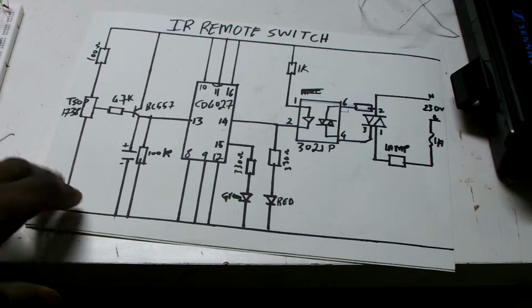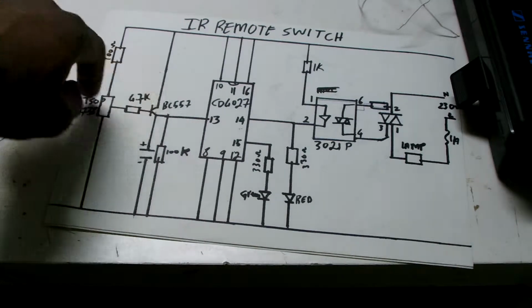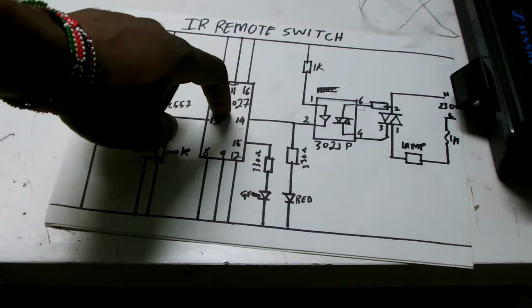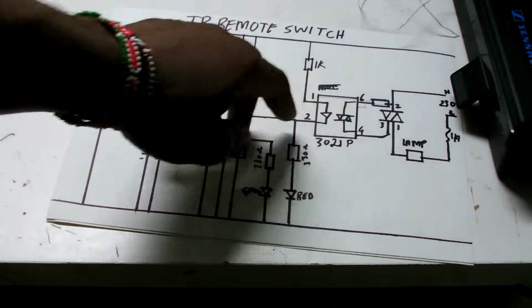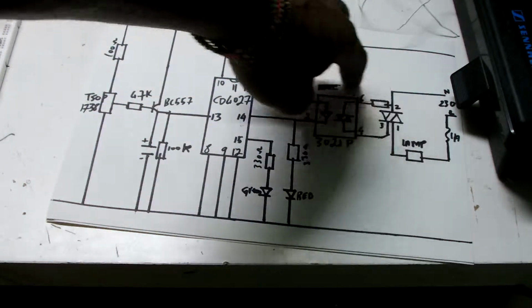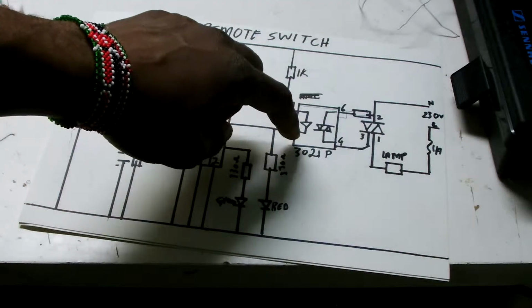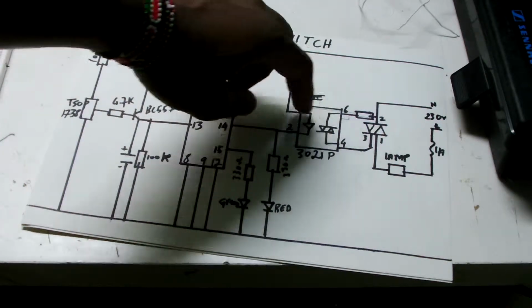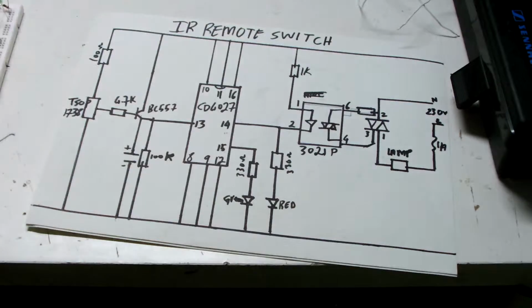So how is it working? I send the signal with the remote. It gets received here. It sends a signal to this one, and this one toggles this circuit on and off, so that the lamp can light. I'm using a MOC3021, but you can also use a relay. Here you can add a transistor and a relay.